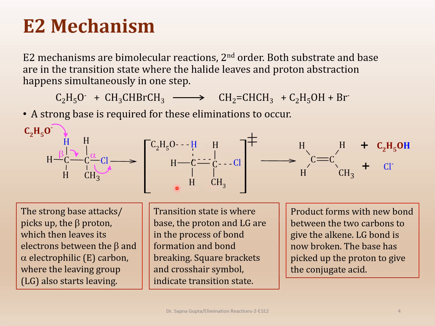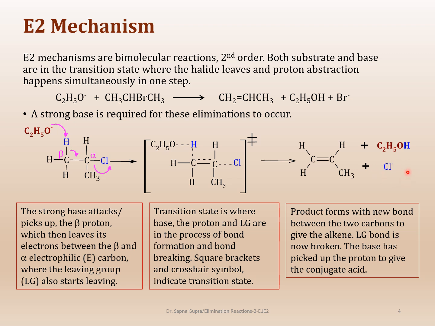This is what the transition state looks like, where the base is picking up a proton. So the bond is forming here, the bond is breaking here, the bond is forming here, and the bond is breaking here between the leaving group and the carbon. Okay, so lots of bond formation and breaking going on in this transition state, and then eventually you end up with the double bond, and here is the base that has picked up a proton, and then here is the leaving group.